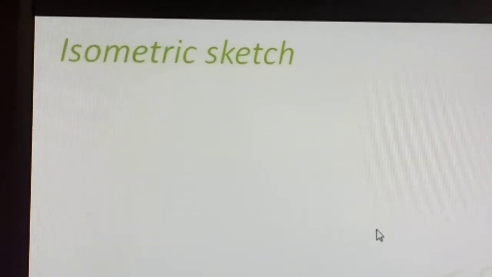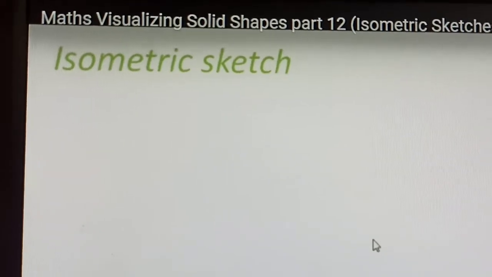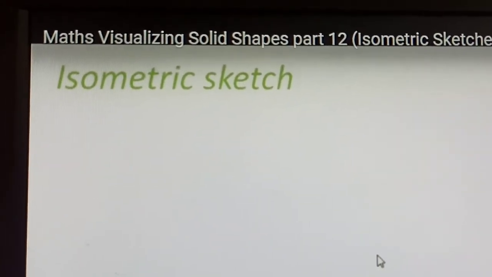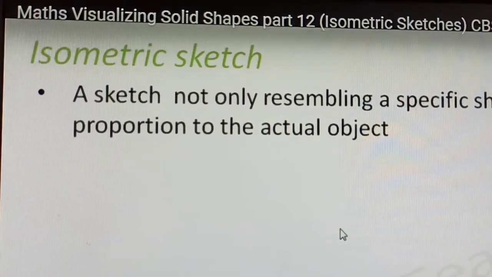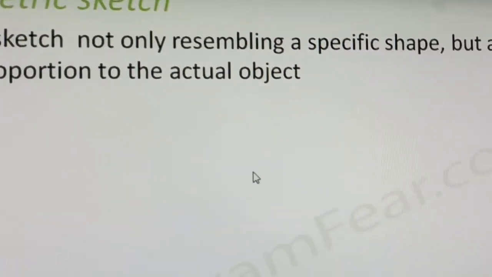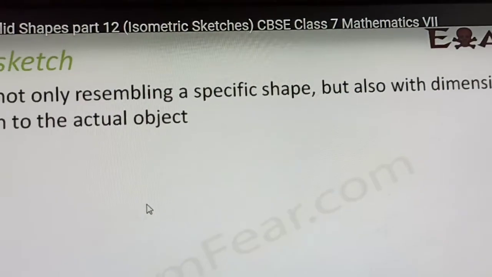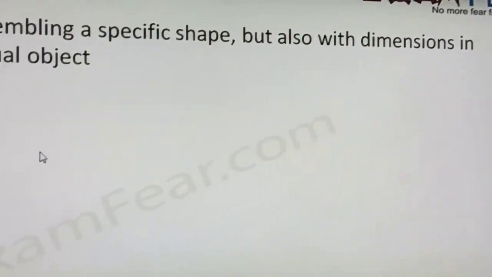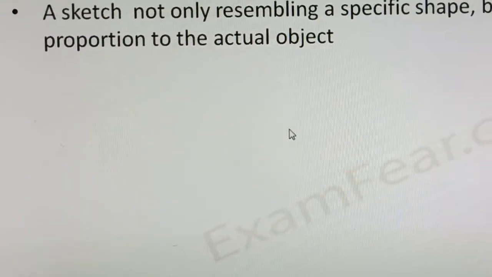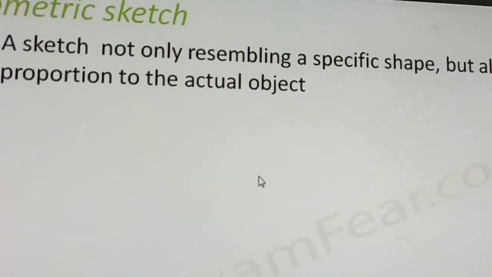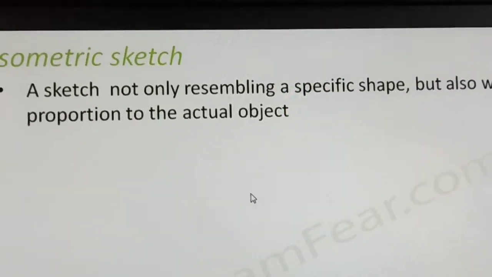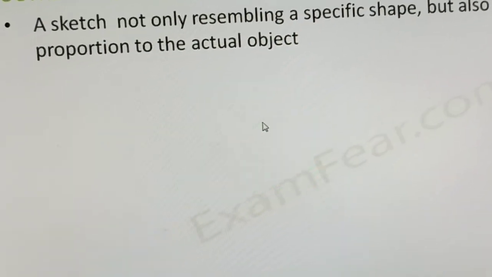Now we will study the isometric sketch. What are these? See here, an isometric sketch is not only resembling a specific shape but also has the dimensions in proportion to the actual object. Means isometric shapes are drawn in a very proper way. These are not just resembling a specific shape.